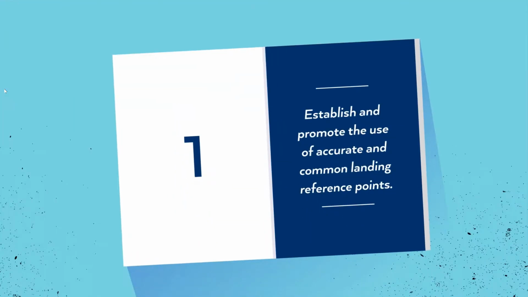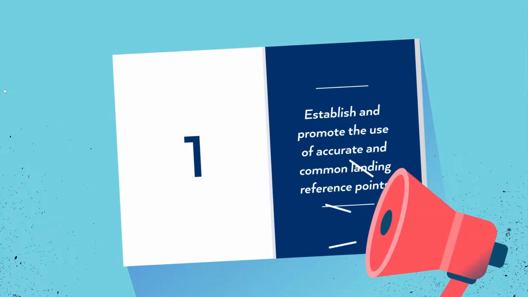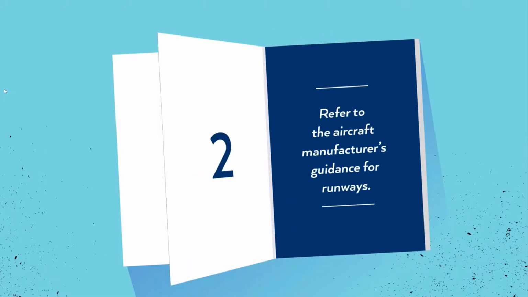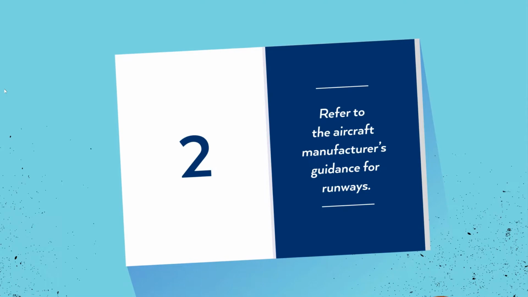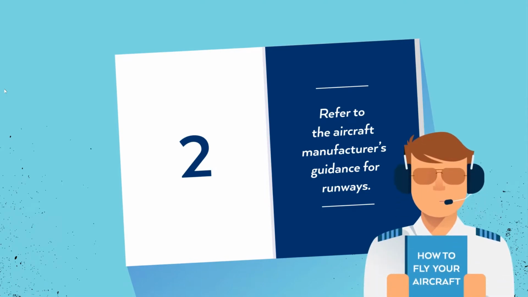First, the industry should establish and promote the use of accurate and common landing reference points and pass the word when they are non-standard, as recommended in the European Action Plan for the Prevention of Runway Excursions. Second, operators should refer to the aircraft manufacturer's guidance for runways when approach and landing references do not align.